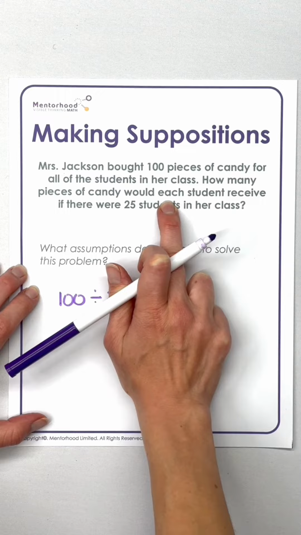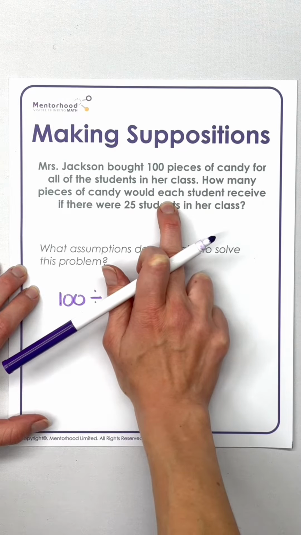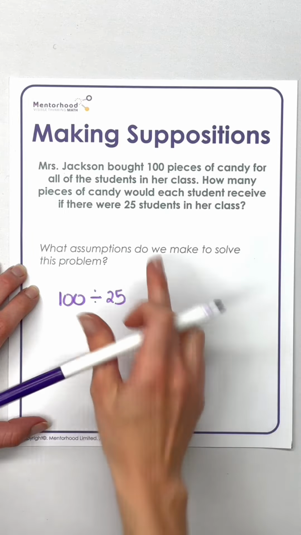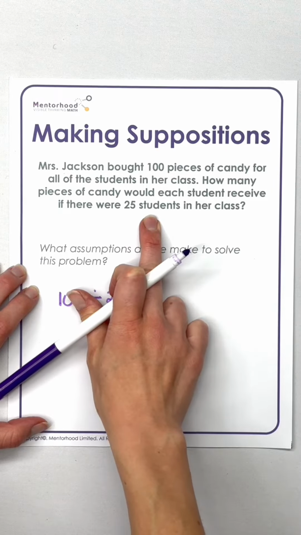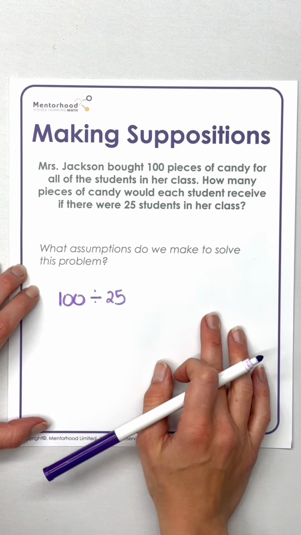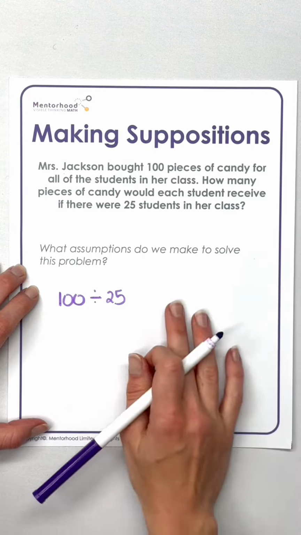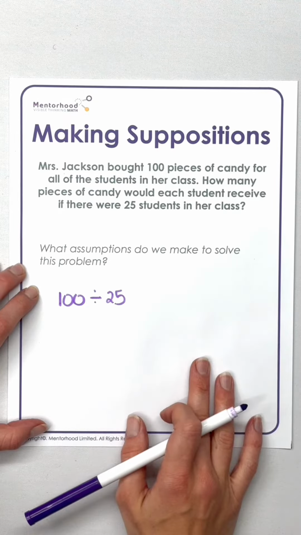It doesn't specifically say that they're all going to get the same number of pieces of candy. So we are assuming that they're all going to get an equal share of the candy. We're assuming that one isn't going to get more because they're hungrier or because they behaved better or any of that. We are simply assuming that it's divided up equally. Now, this is a very reasonable assumption in this case.